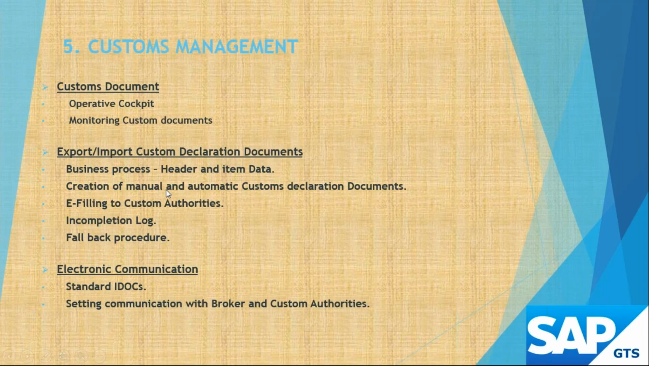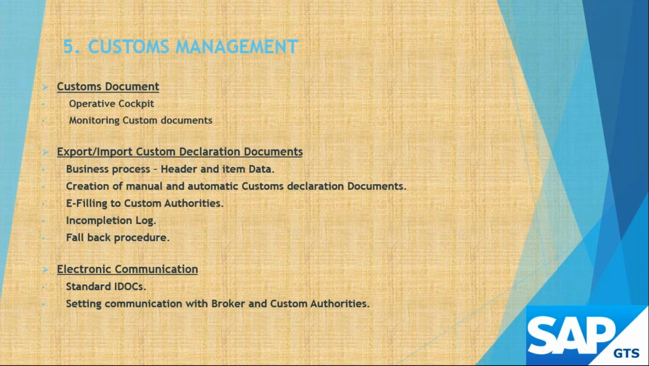So this one will be covering the custom management things. These are all the topics that I have listed here. I will be covering them one by one. So we have an operative cockpit where, for each export or import scenario, there is a custom declaration document that is created in GTS, and that custom declaration document has to be sent to the custom authorities. Unless and until the custom authorities approve those documents, you cannot further process or carry out your activities.